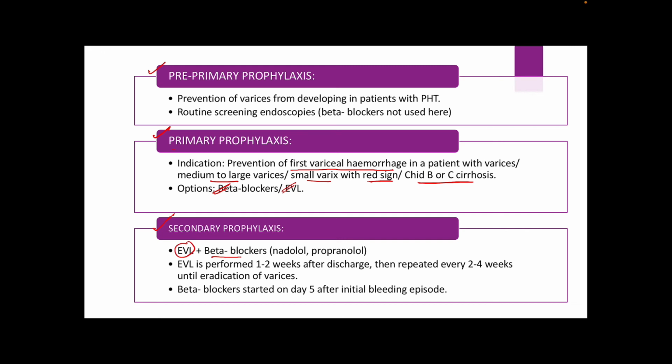So what we do here is we do an EVL 1 to 2 weeks after we discharge the patient. Then we repeat every 2 to 4 weeks until all the varices are eradicated. And we start beta blockers on day 5 after the initial bleeding episode. So secondary prophylaxis usually has both EVL plus beta blockers combination.